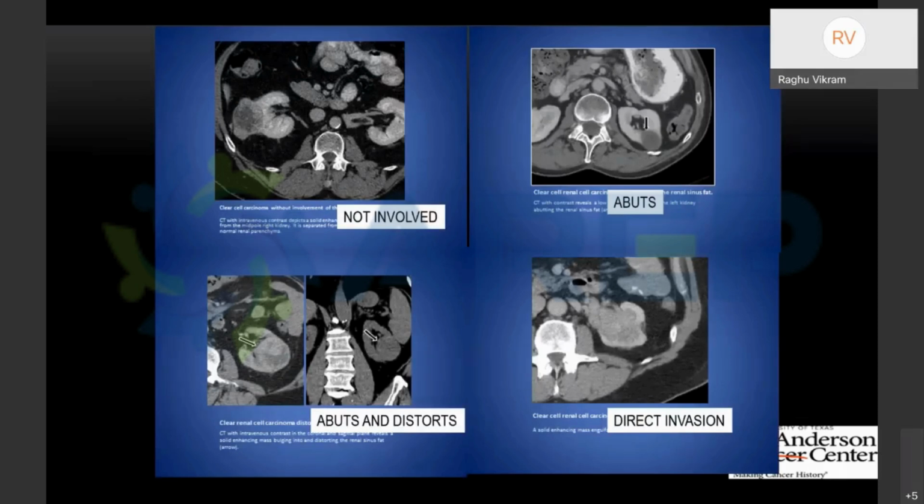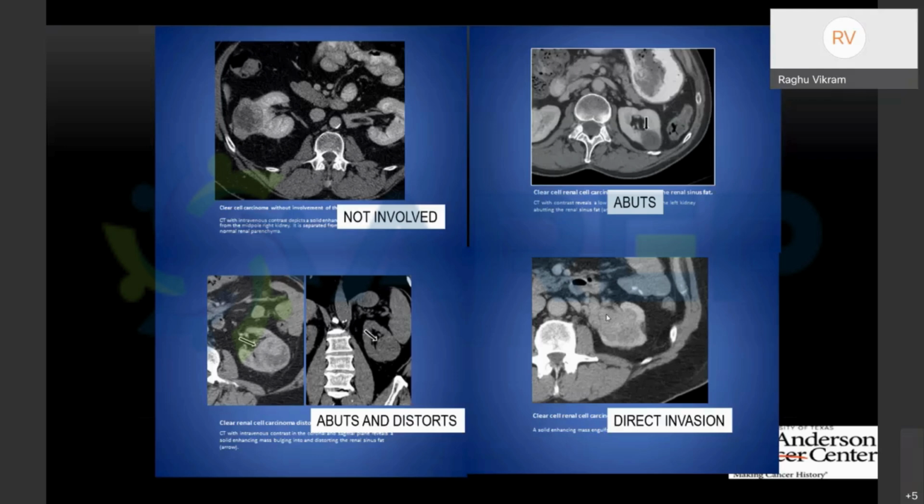What we did was we divided the tumor and its relationship with the renal sinus fat as not involved. That means clearly there is normal renal tissue between the renal sinus fat and the tumor. There is one which abuts: the tumor goes close to the renal sinus fat, but does not go into the renal sinus fat or distort it. There is a tumor which actually distorts the renal sinus fat. It abuts and distorts, and another which clearly invades into it.